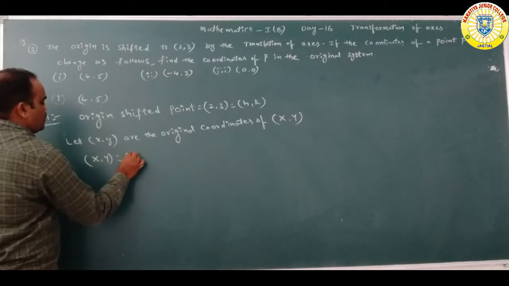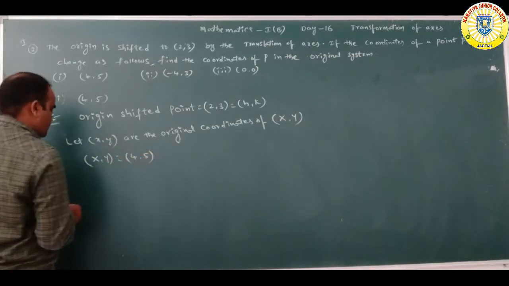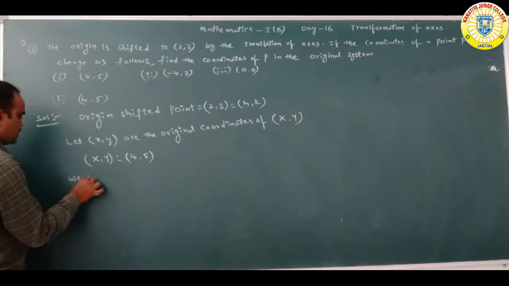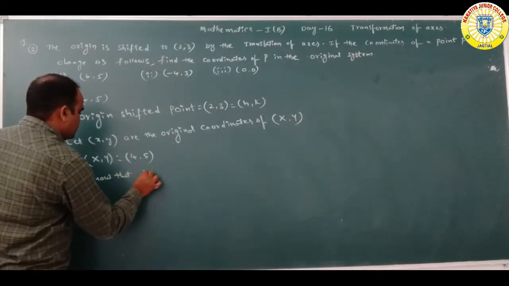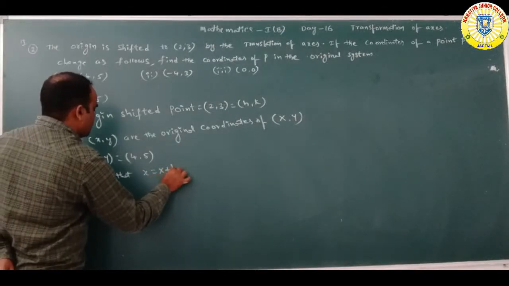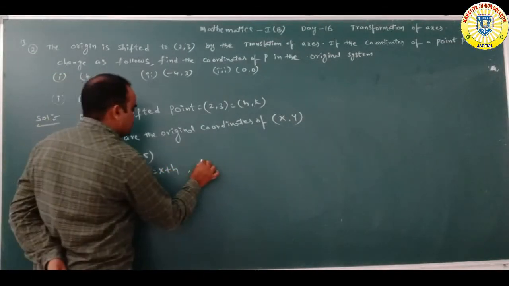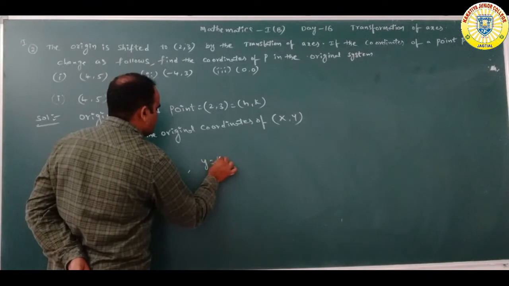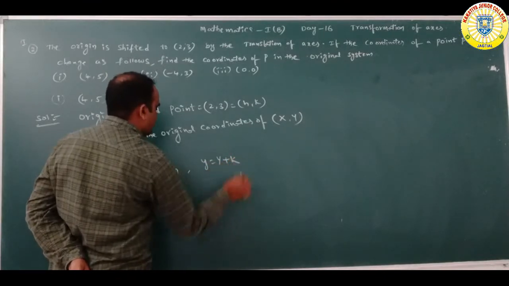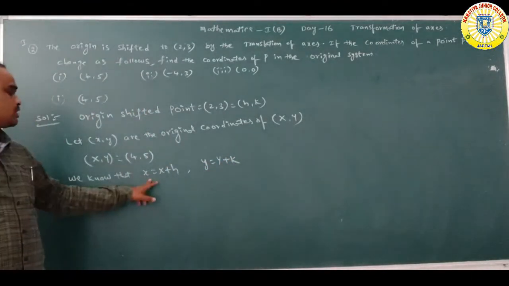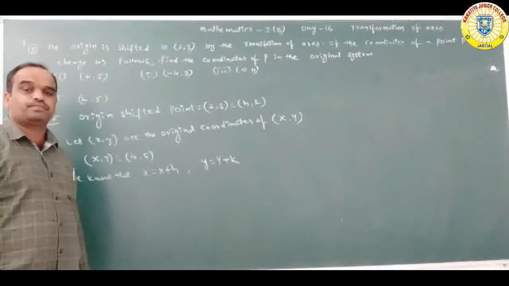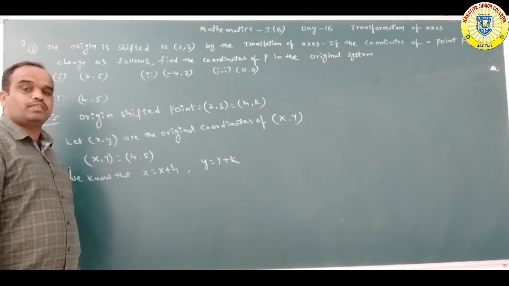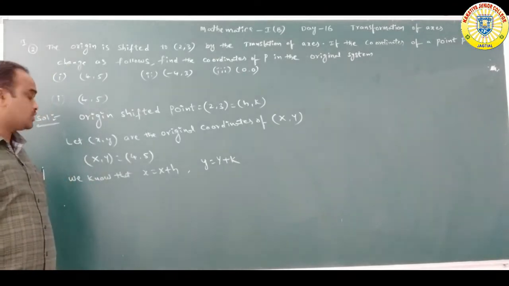the first question, 4, 5. So we know the relationship between the new system and old system. Small x is equal to capital X plus h. Small y is equal to capital Y plus k. This is the relation between the new system and old system.